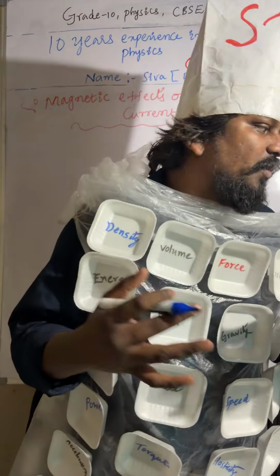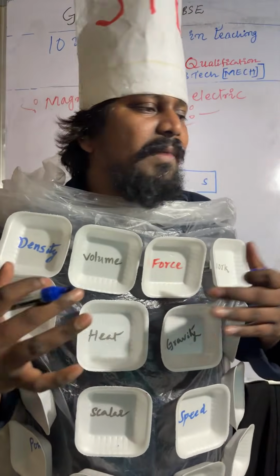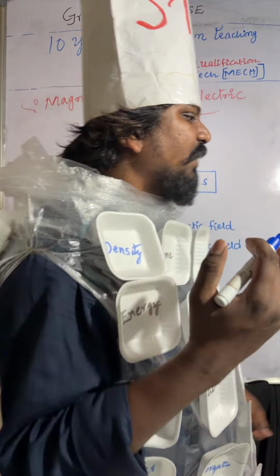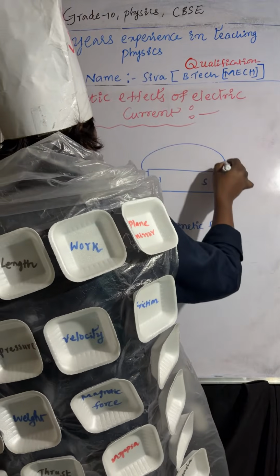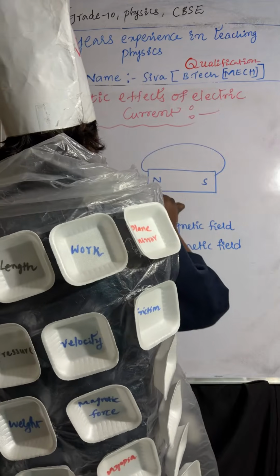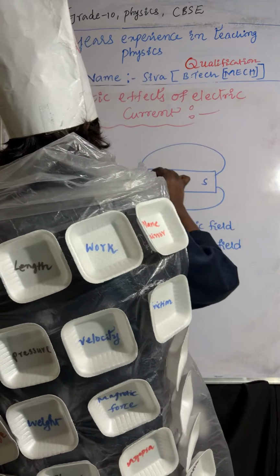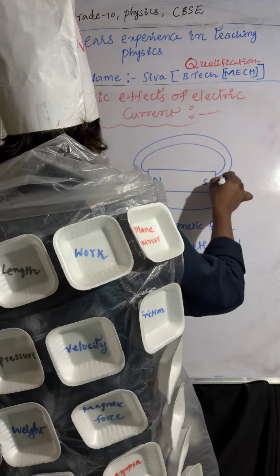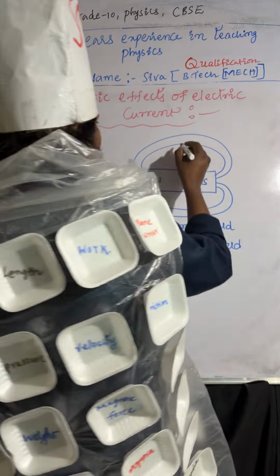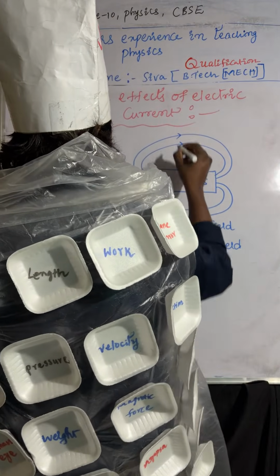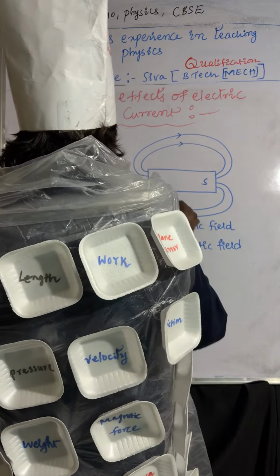Magnetic field will be in the form of field lines. Understood or not? So around the bar magnet, the magnetic field will be north to south. Inside of the bar magnet, the magnetic field will be south to north. So outside of the bar magnet, the magnetic field will be from north to south.